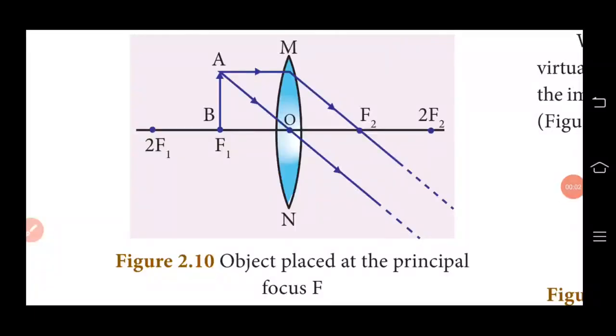Students, this is a picture to show when object is placed at the principal focus F. So when an object is placed at the principal focus F, the real image is formed at infinity. So the size of the image is much larger than that of the object.